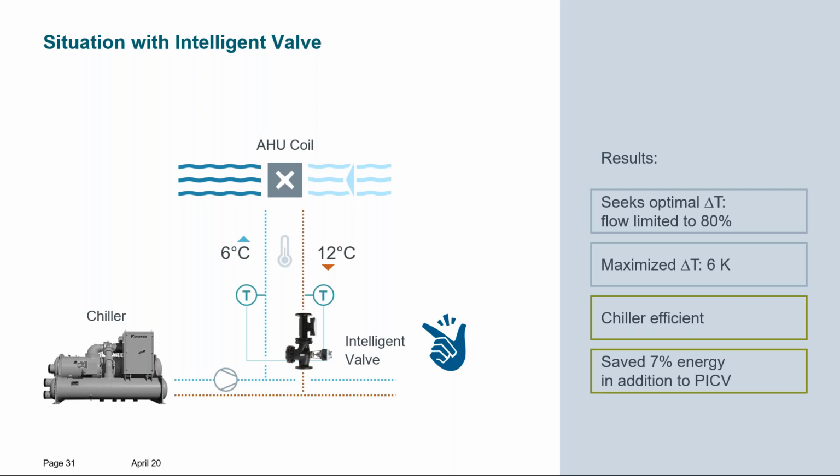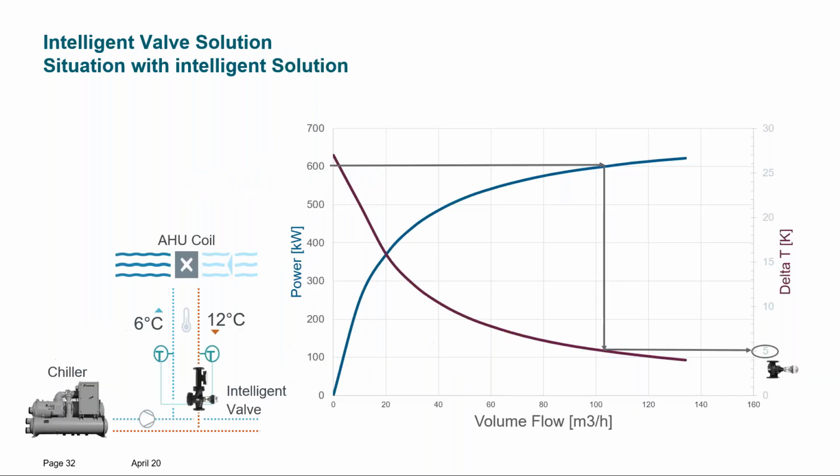We improve the chiller efficiency. And by improving the chiller efficiency and reducing the volume flow, we save some additional energy costs in comparison to a PICV. In this slide with the transmission curve of the coil, power over volume flow, this looks like here. This was the design situation without any delta T limitation on the coil side. And if we jump into the intelligent solution, then we see a clear reduction in volume flow by, in this example, around 20%, down to 80% of the design flow.